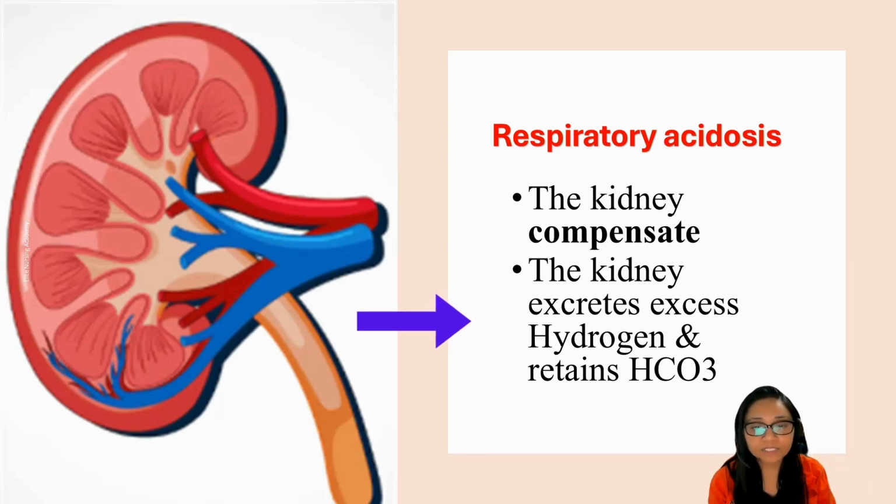So what happens in respiratory acidosis? There is too much carbon dioxide retained in the patient's lungs. Carbon dioxide is the acid. So in order to compensate, the kidney will excrete the hydrogen ion, which is acid, in the urine in order to maintain the acid base balance, and also retain the bicarbonate, which is base.